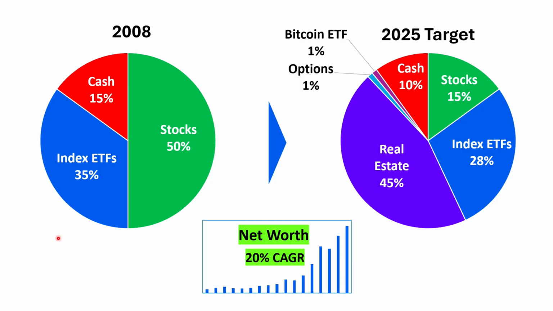Finally, I have an options-only portfolio and a Bitcoin ETF, per an allocated portion that I can afford to lose. I will explain the rationale behind them in the future as well. Let's look at my portfolios.